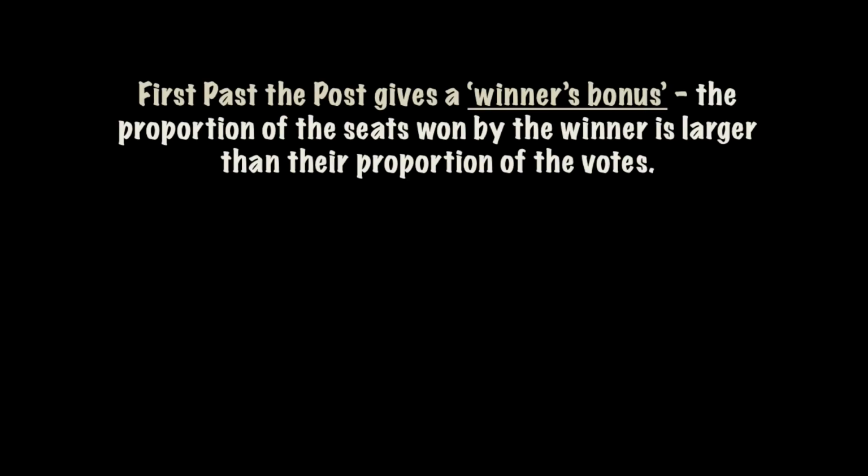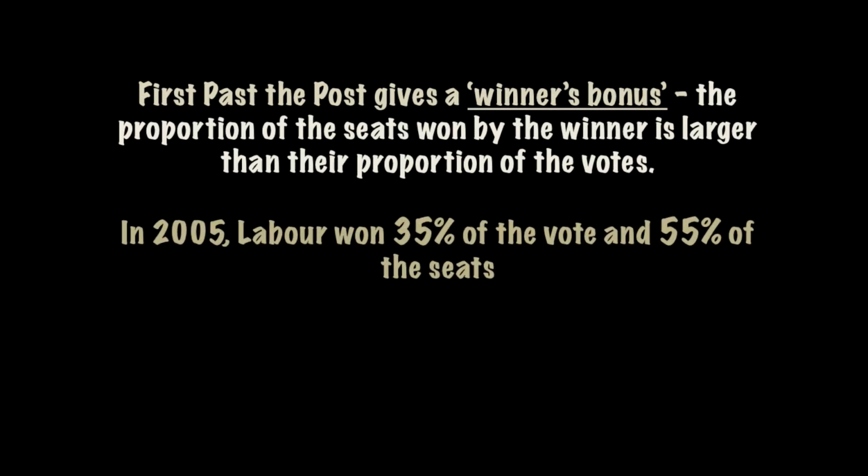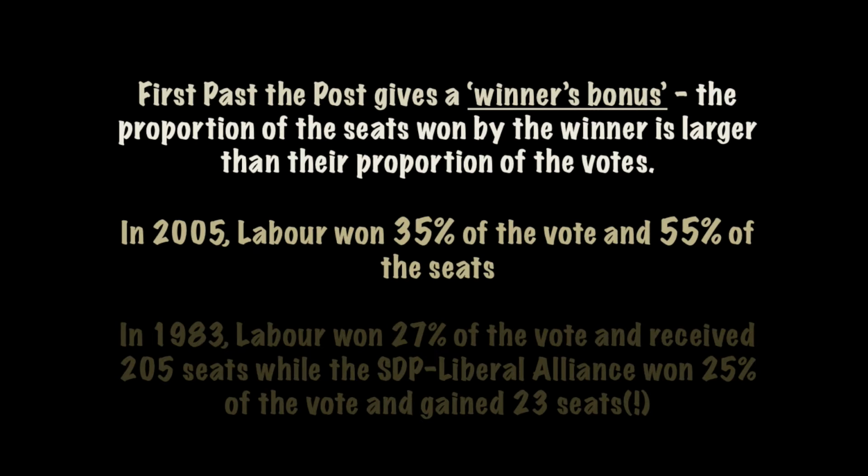One of the main problems with First Past the Post is that it has a tendency to give what's called a winner's bonus, where the proportion of seats won by the winner is larger than their proportion of the vote. For instance, in 2005, Labour won 35% of the vote, but 55% of the seats. In fact, seat numbers can be widely disproportionate to vote numbers. In 1983, Labour won 27% of the vote and gained 205 seats, while the SDP Liberal Alliance, now the Liberal Democrats, won 25% of the vote and gained 23 seats. There have even been 2 occasions in the last 100 years where the party with the most votes didn't get the most seats and so didn't become the government.